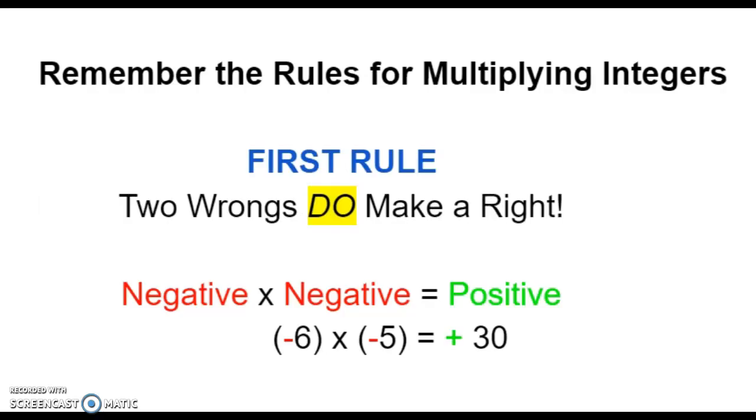The first rule: 2 wrongs do make a right. A negative times a negative gives you a positive. Look at our example. -6 times -5 gives you a positive 30.